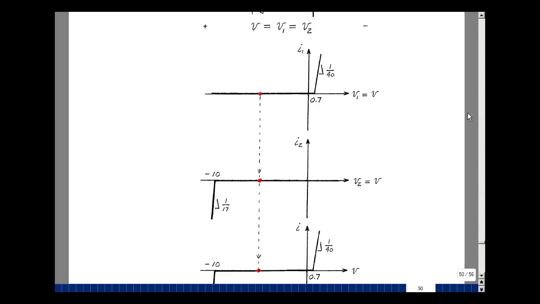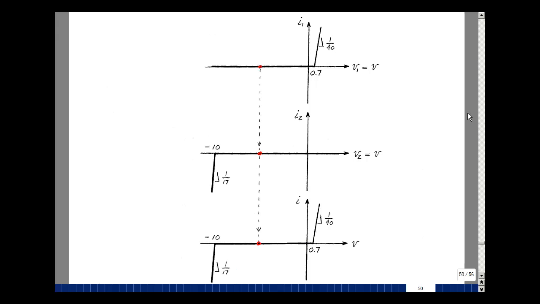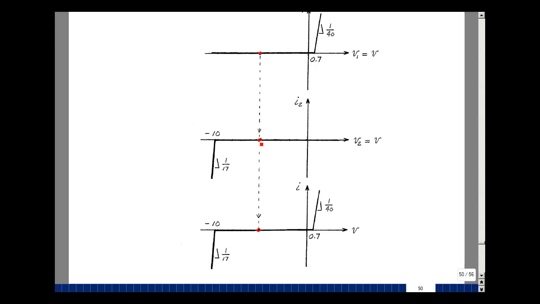Now what we've got to do is add up the currents for each voltage that's the same. Pick a voltage here. I have 0 plus 0 would be this. Over here I've got 0.7 plus 0, so 0.7, and then any increase in voltage would be causing the current to increase here, but this would still be 0. So you're just going to pick up this 1 over 40 ohms.